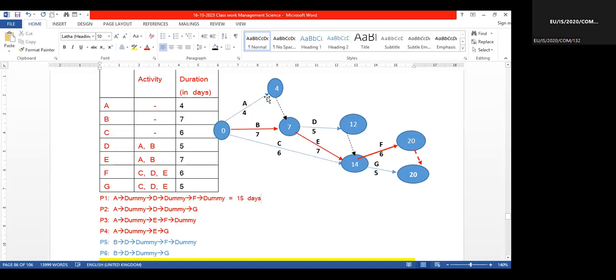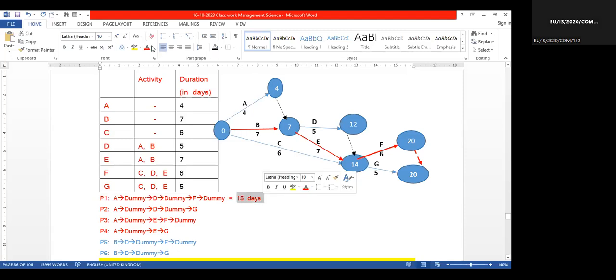So how many days are required for path one? 15 days. For path one, path A, you see 4 days. If you come, 4 plus 5, 9, 9 plus 6, 15. Okay, 15 days.